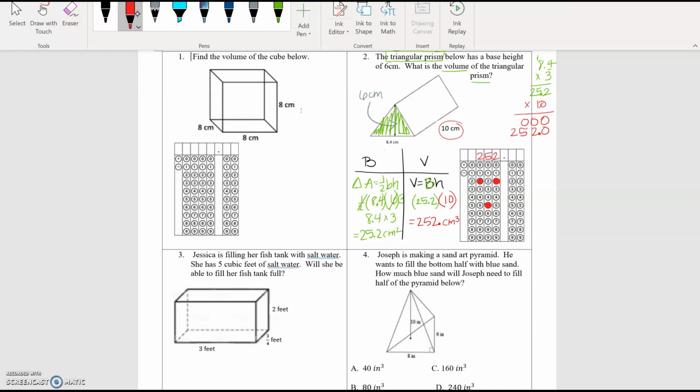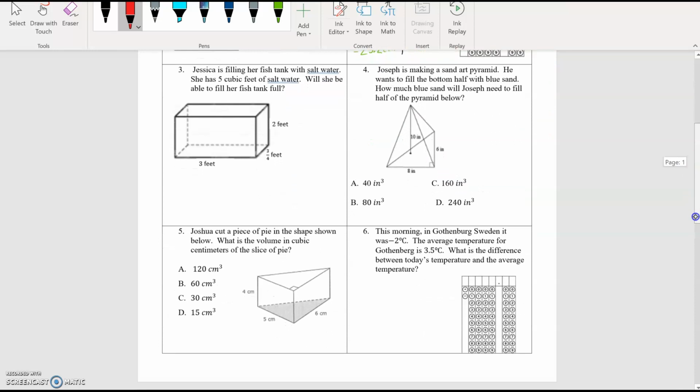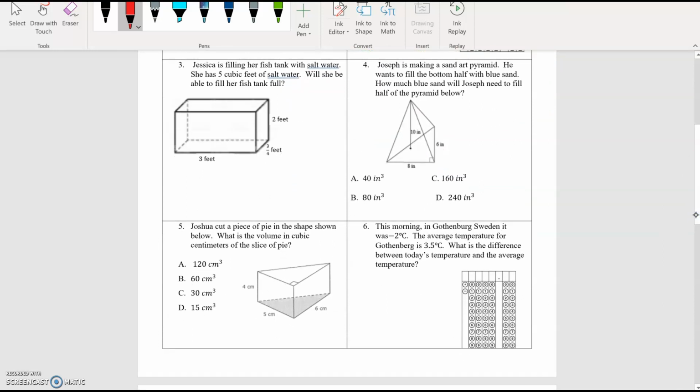So problem 3, it says Jessica's filling her fish tank with salt water. She has 5 cubic feet of salt water. Will she be able to fill her fish tank? Okay, so you guys are all masters at this. You know how to solve a problem with volume, right? You're going to do your T-chart. So big B and V, all right?